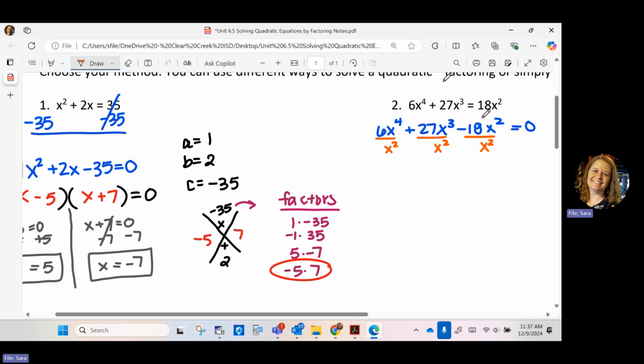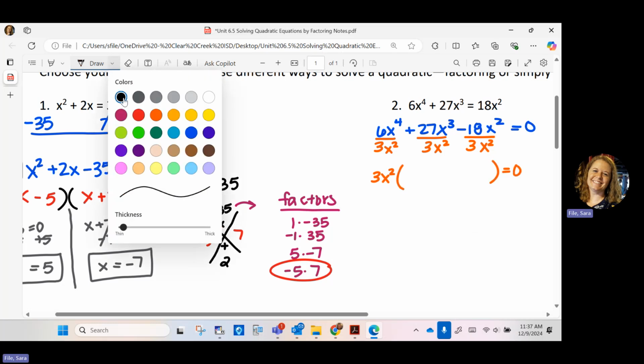6 goes into 18, 6 does not go into 27, but 3 goes into all of these. All of these numbers can be divided by 3. So I'm going to factor out my GCF of 3x squared, and I'm going to put in parentheses what I'm left with once I do that dividing.